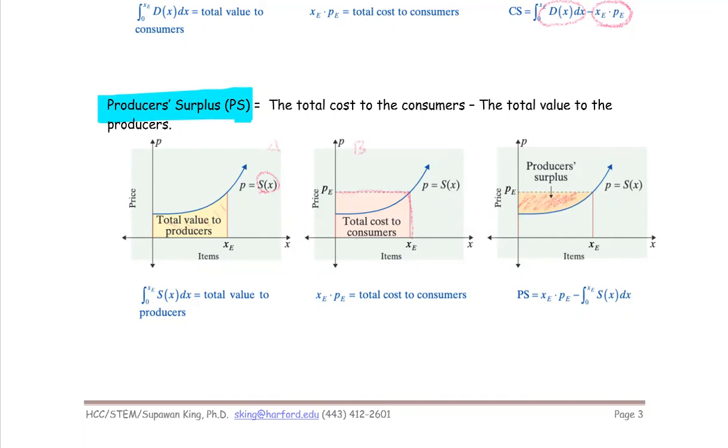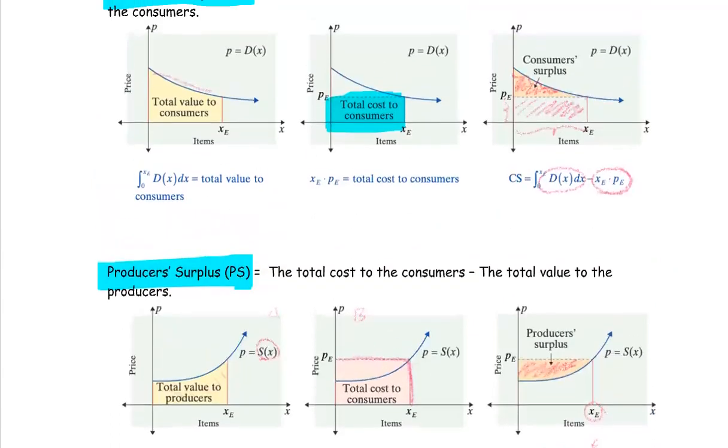As a picture, you can see that the area of the rectangle is greater than the area in yellow, which is the area below the supply curve. So for the difference, you set up the area of the rectangle, the product of the equilibrium point and the market price, subtracted by the definite integral from 0 to xe. You see xe is the equilibrium point of the supply function. So you use the supply function to compute the producer surplus, and the demand function to compute the consumer surplus.